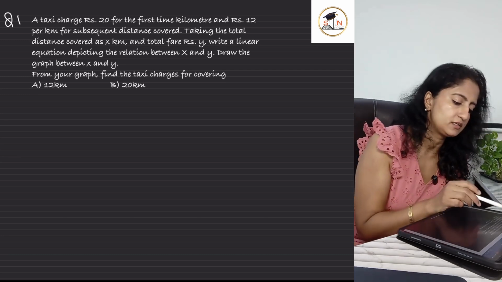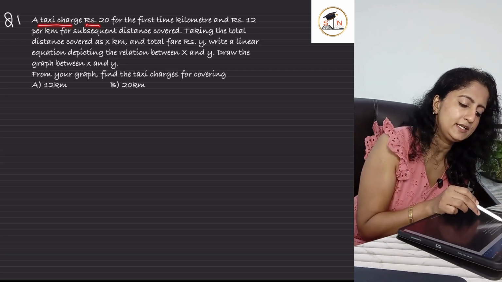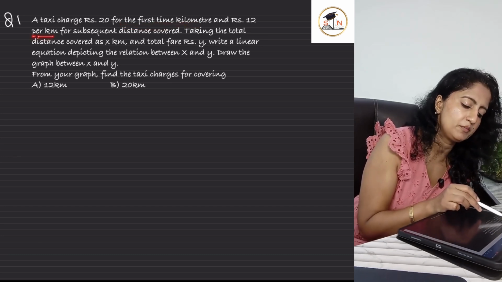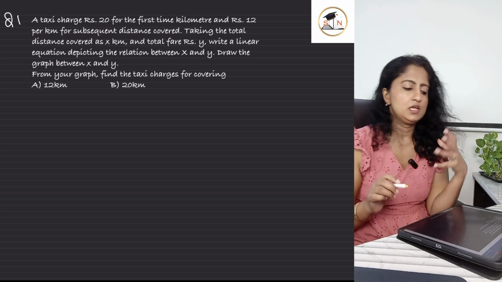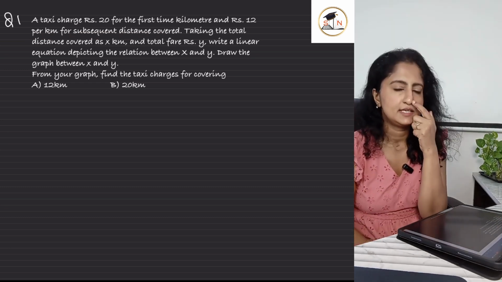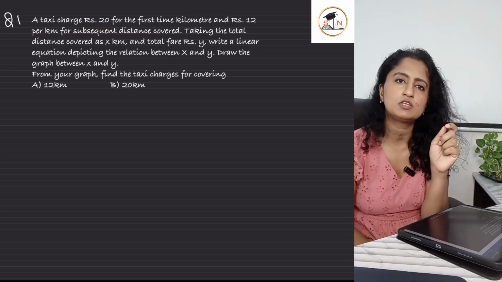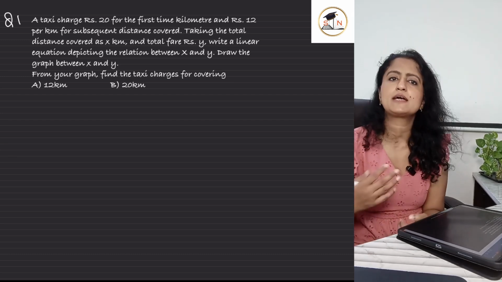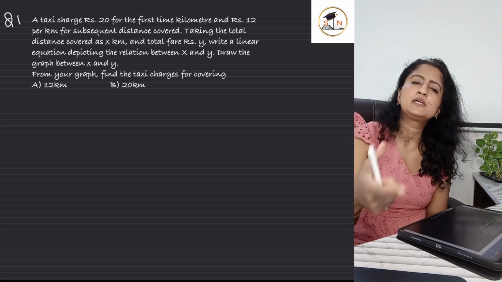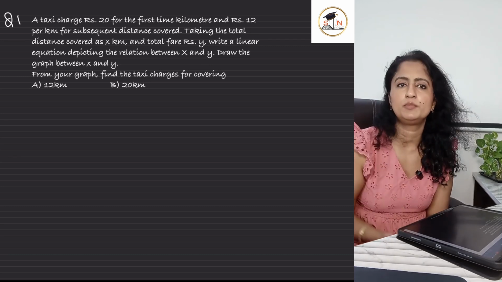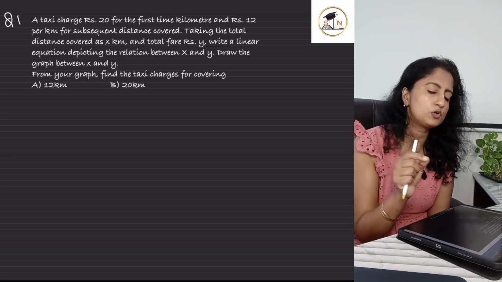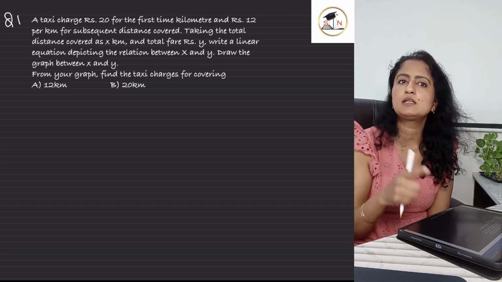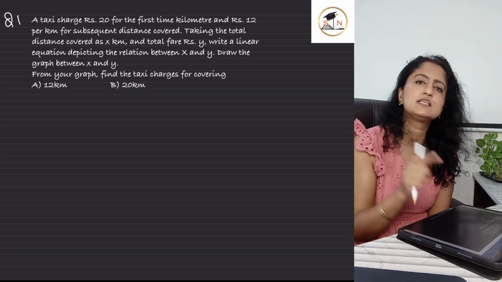Okay, so let's start. A taxi charges rupees 20 for the first kilometer and rupees 12 per kilometer for subsequent distance covered. Now, what does this line mean? This line says that rupees 20 is being charged for the first kilometer and rupees 12 for any subsequent kilometer. मतलब जब हम टैक्सी बोर्ड करते हैं, ठीक है, हम कितना भी डिस्टेंस ट्रैवल करें, अगर सपोज करो हम 10 किलोमीटर ट्रैवल कर रहे हैं, फर्स्ट किलोमीटर का आपको 20 रुपीज लगेगा, और उसके बाद जो बचे हमारे 9 किलोमीटर्स, उसमें पर किलोमीटर आपको 12 रुपीज लगेंगे. Okay, this is what it means.